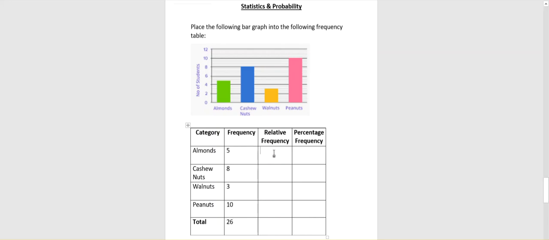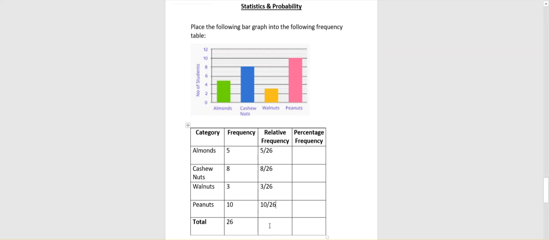So the relative frequency would be, how many students like almonds? Well, we've got 5 out of 26, and we're done. Write it as a fraction. Here, we've got 8 out of 26. Here, we've got 3 out of 26. And peanuts, we have 10 out of 26. And that's done.